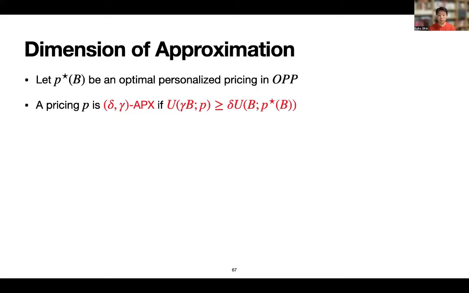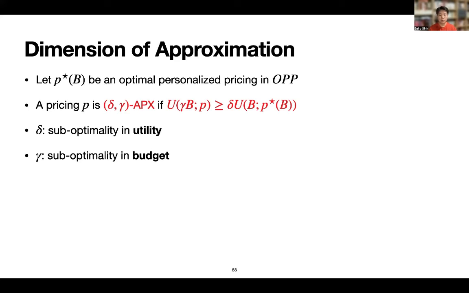Now we get into the main results. Basically, we depict the amount of approximation in a two-dimensional measure of budget and utility. Let P star B be the optimal solution of a PP. Then we say a pricing P is delta gamma APX if it achieves delta of the optimal utility with gamma augmented budget. So delta refers to the suboptimality in utility, and gamma refers to the suboptimality in budget.